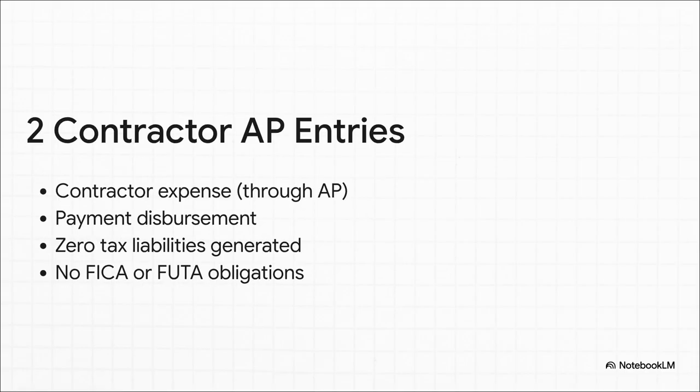Now contrast that web of 9 employee entries with contractors. For contractors, it is just 2 simple entries. First, a contractor expense routed directly through accounts payable. Second, the payment disbursement. That's it. Notice what's missing there? There are absolutely no tax liabilities, no FICA, no FUTA, and 0 withholding payables.